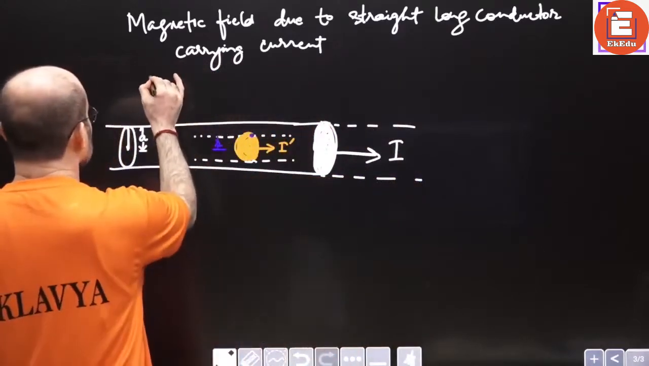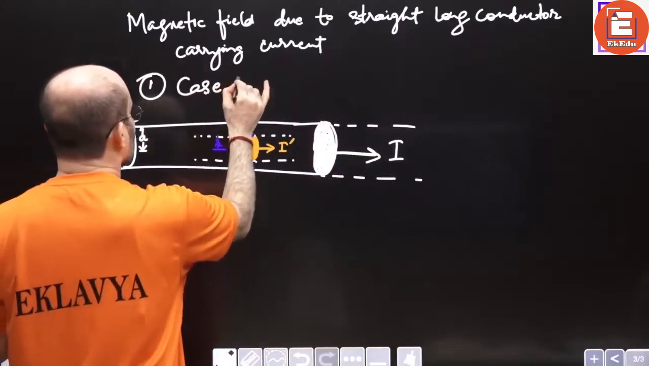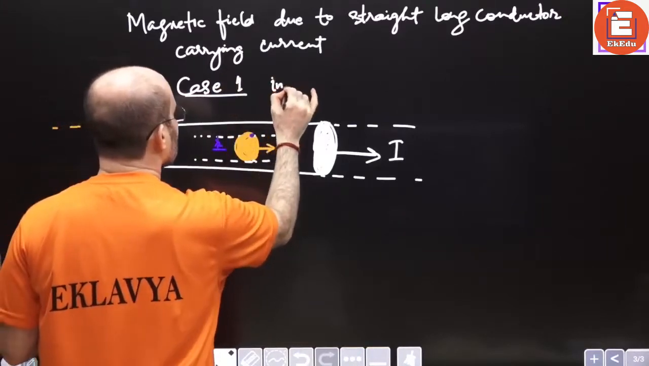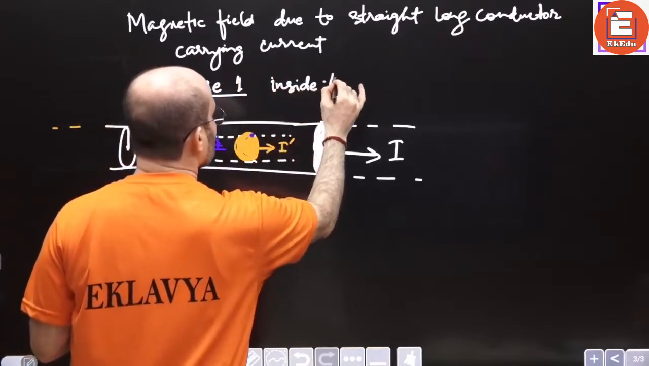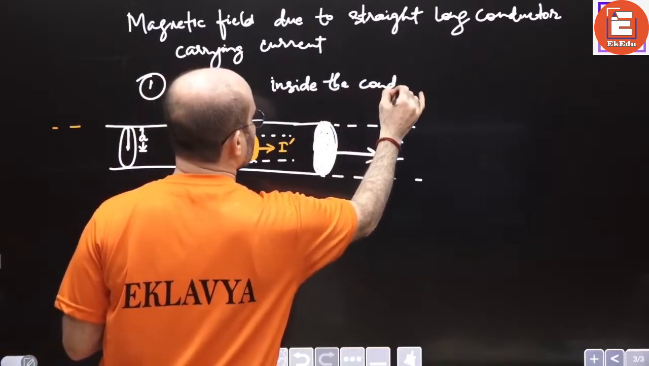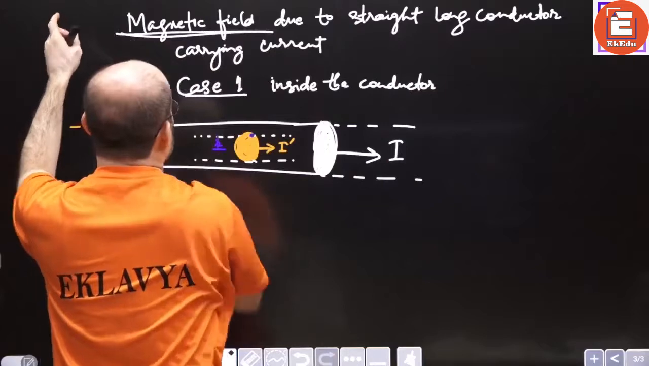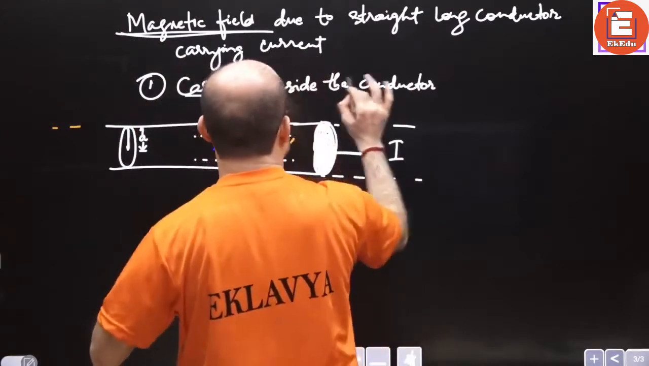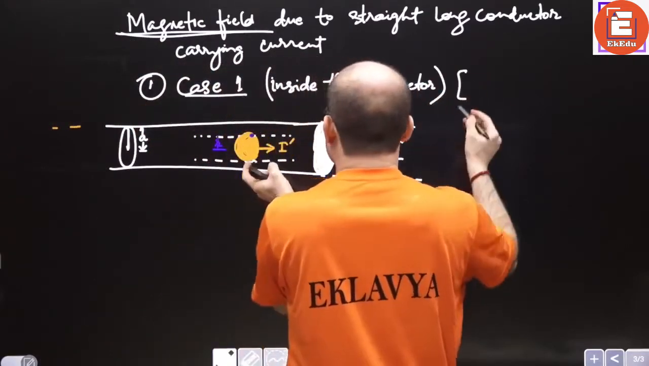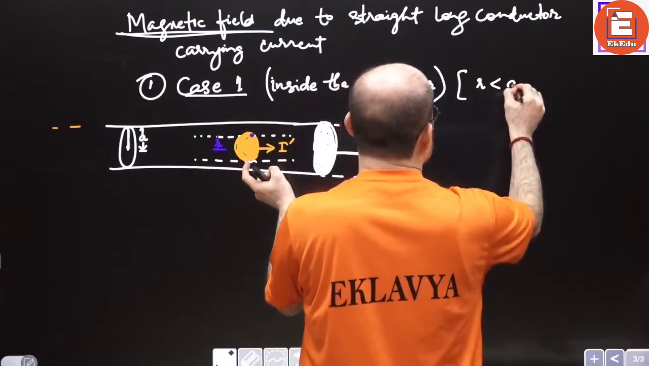So first is case 1, inside the conductor. We are finding out the magnetic field inside the conductor. Inside the conductor means what? This r is less than a.